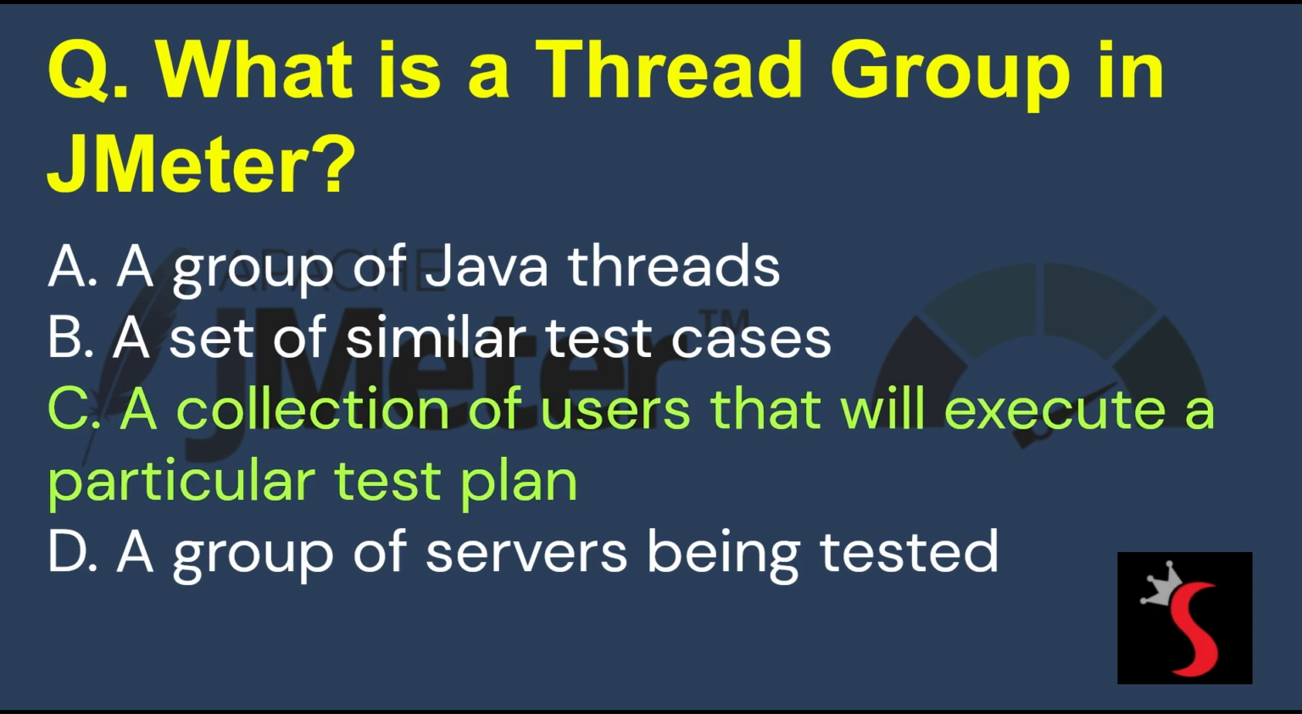And the correct answer is option C, a collection of users that will execute particular test plan. A thread group in Apache JMeter is a component of a test plan that controls the number of threads used to execute a test. It's the starting point of a test strategy and allows you to customize your tests and test plans.